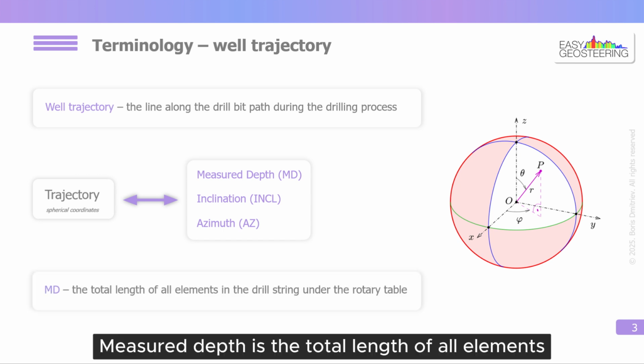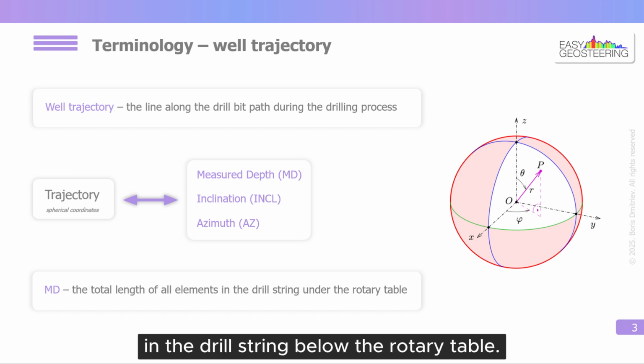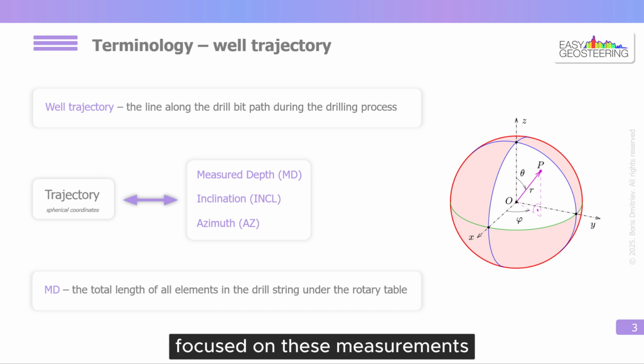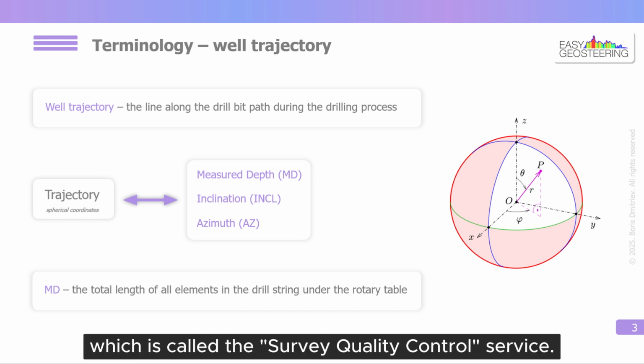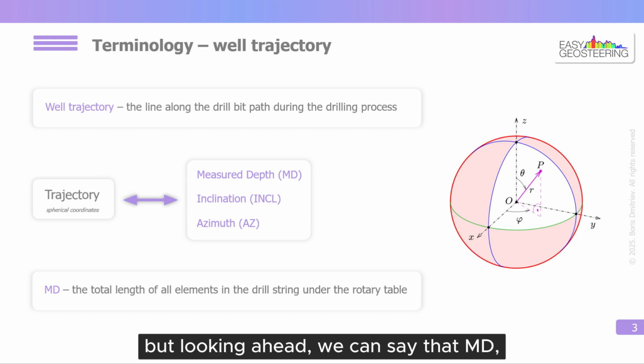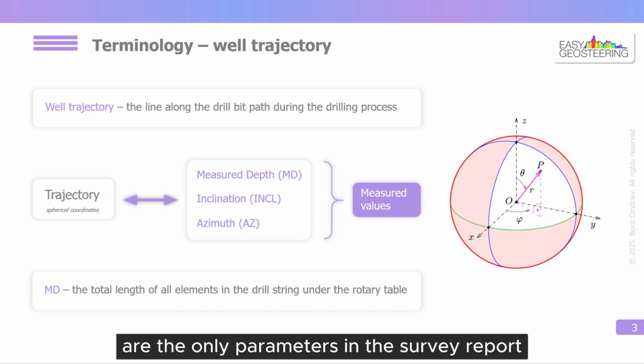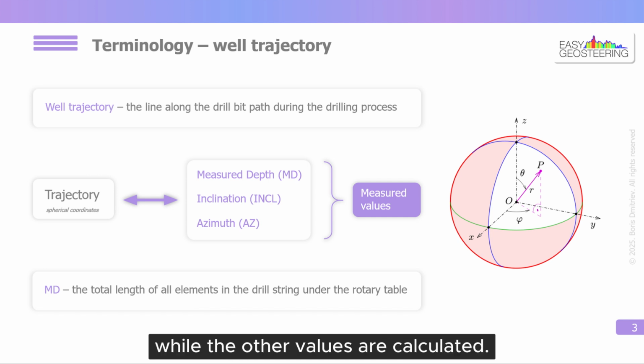Measured depth is the total length of all elements in the drill string below the rotary table. There is a whole knowledge-intensive discipline focused on these measurements, which is called the Survey Quality Control Service. We briefly touch on it in the last part of the course, but looking ahead, we can say that MD, inclination, and azimuth are the only parameters in the survey report directly measured, while the other values are calculated.